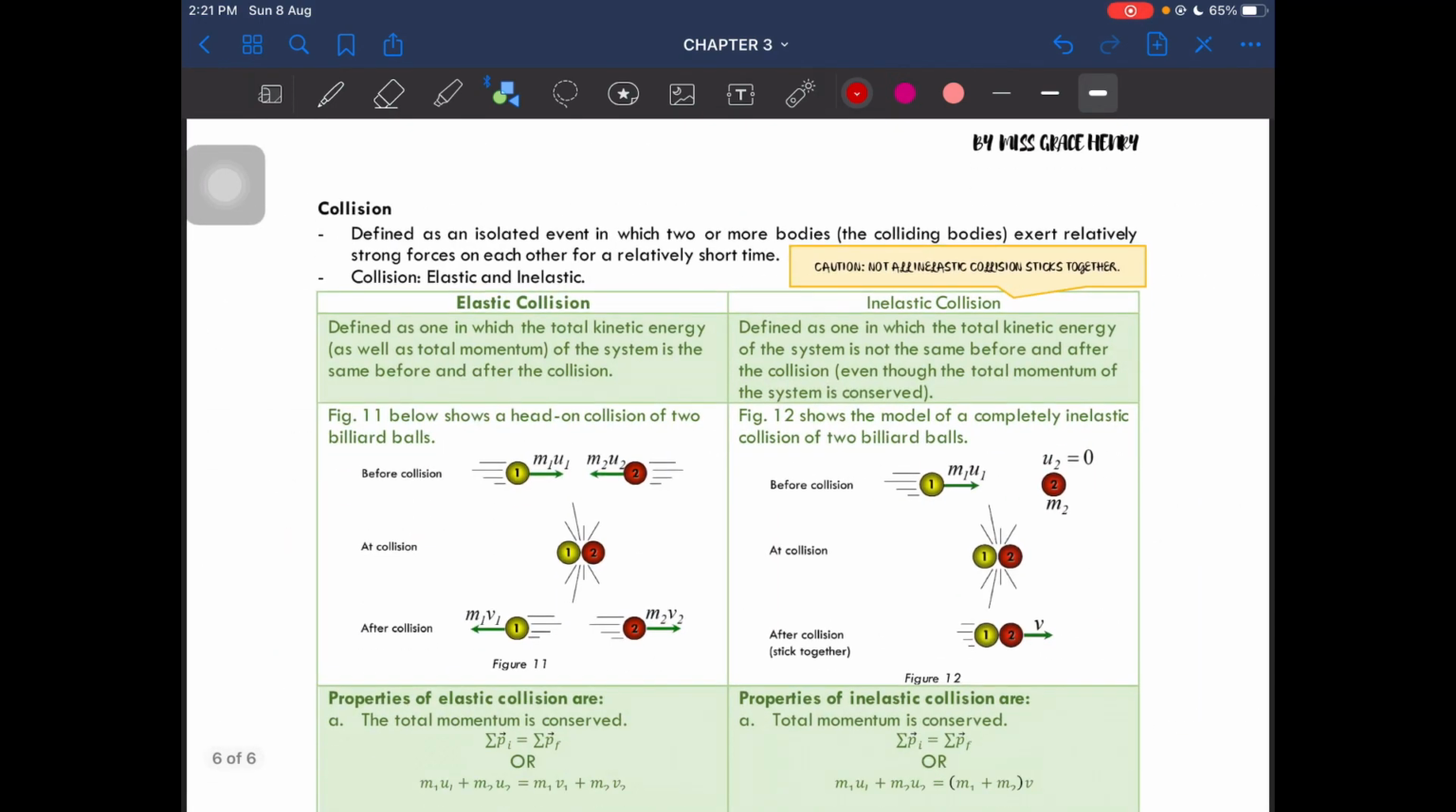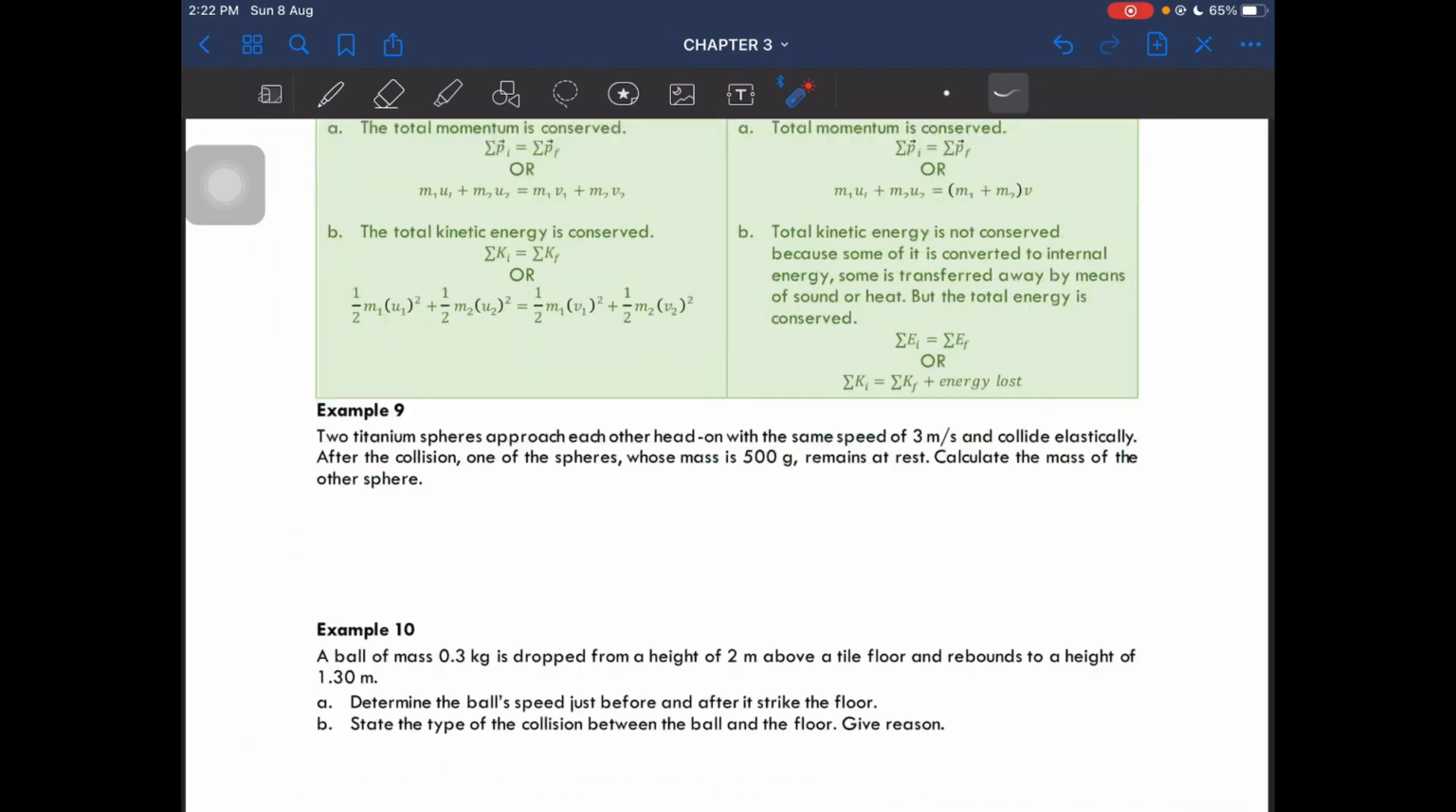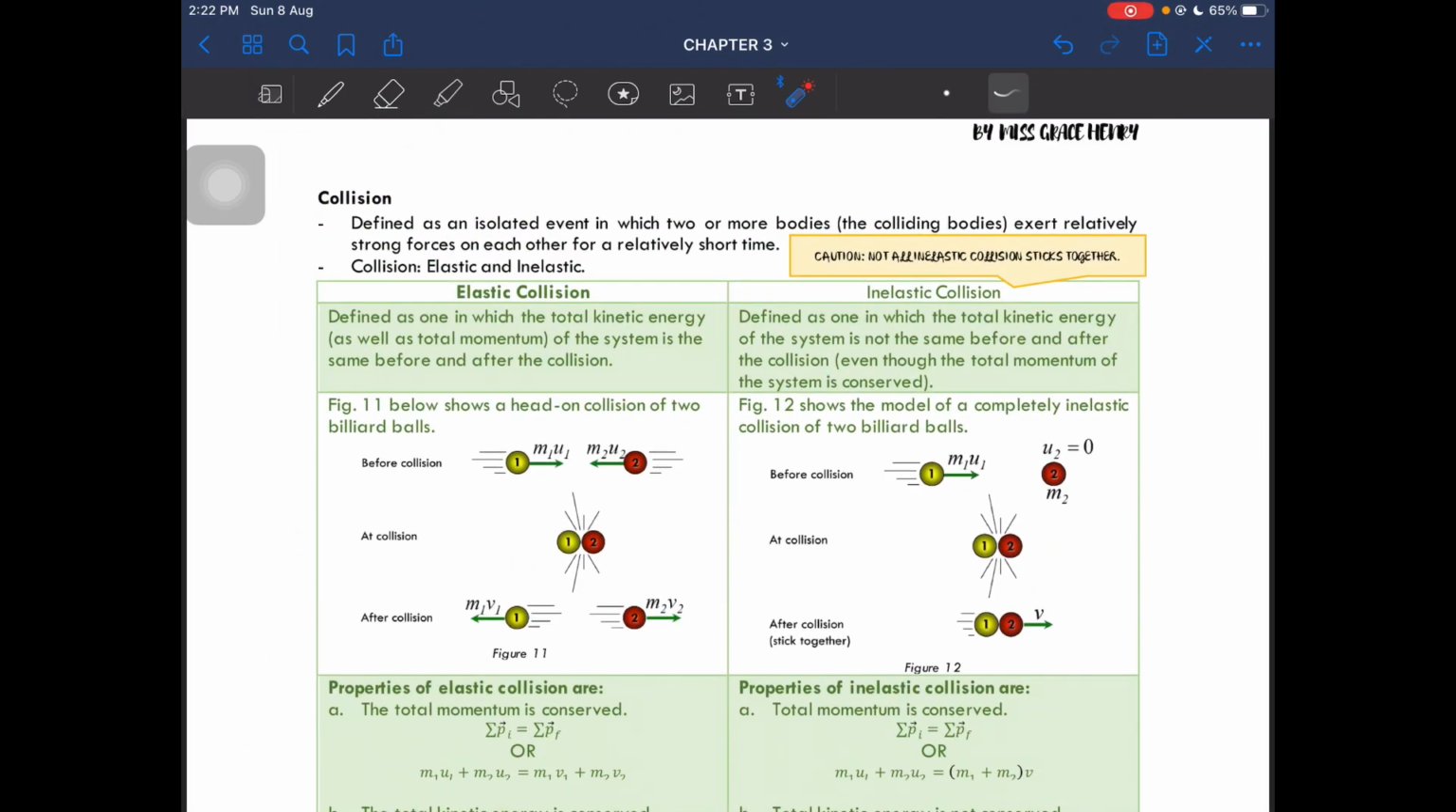Now we are looking at collision theory. Collision is defined as an isolated event in which two or more bodies exert relatively strong forces on each other for a relatively short time. So that is how collision is defined. And we have two types of collision, elastic and inelastic collision. We do have explosion, but it's not in our syllabus anymore. So what is elastic collision and what is inelastic collision?